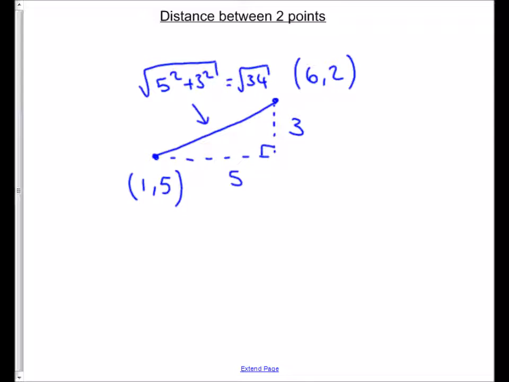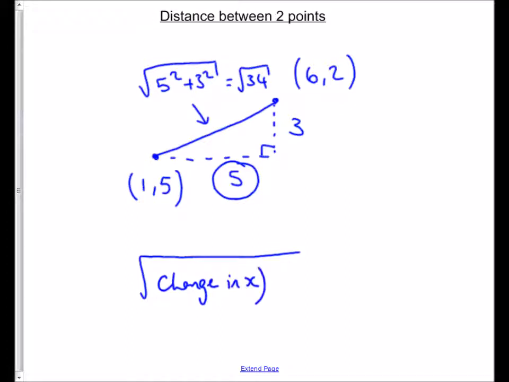Now, there is a formula for this. I think it's far better that you understand that what you're doing is just Pythagoras, and if you remember it's Pythagoras, you won't go wrong in the exam. The formula is, well, we're going to do Pythagoras, and we're doing the change in x, and we're squaring that, and then we're adding on the change in y squared.